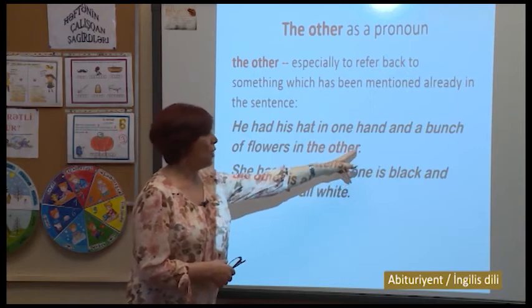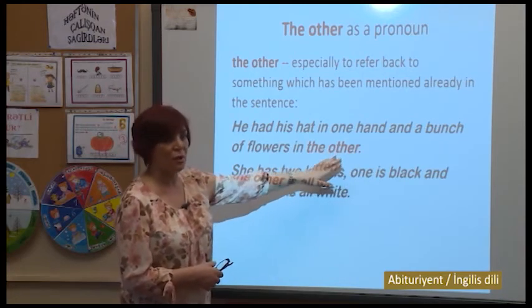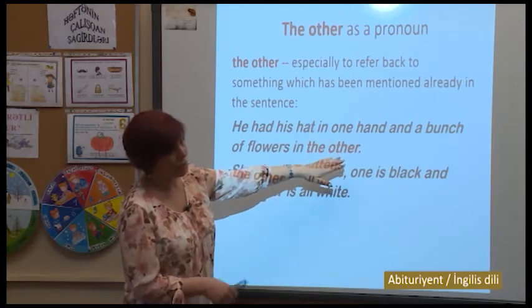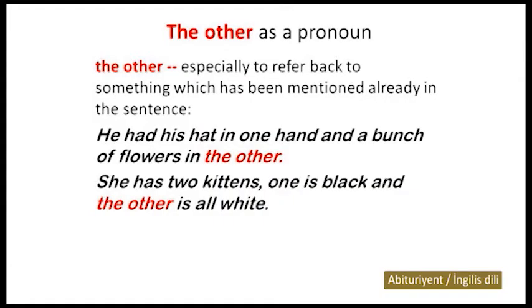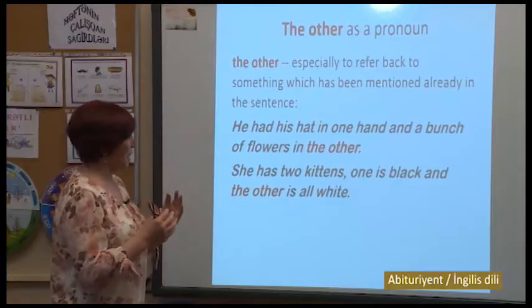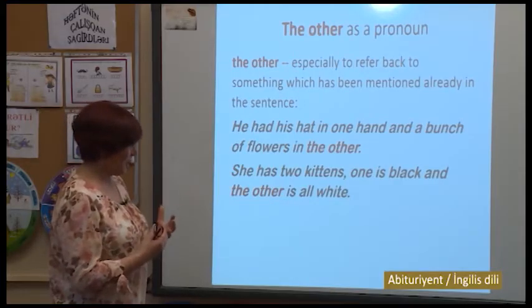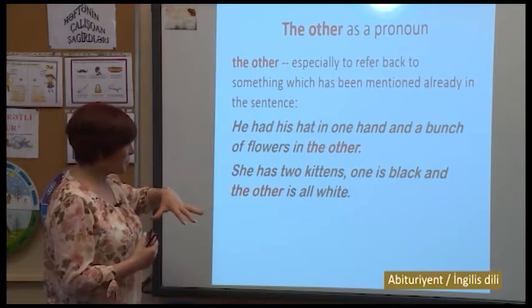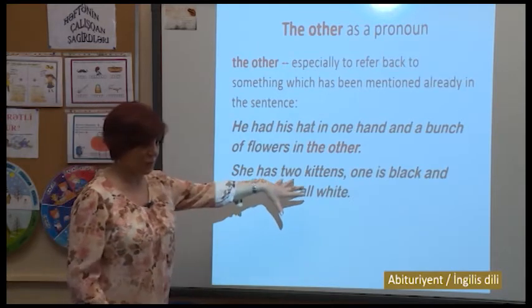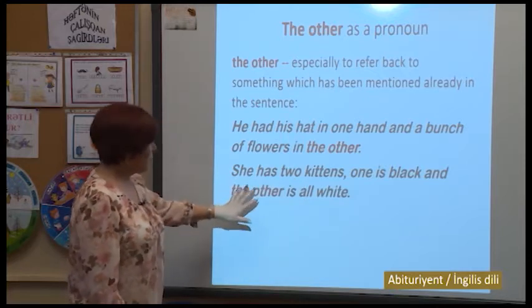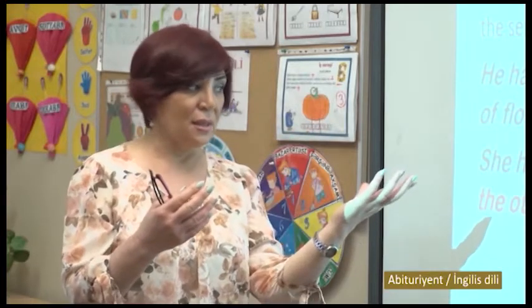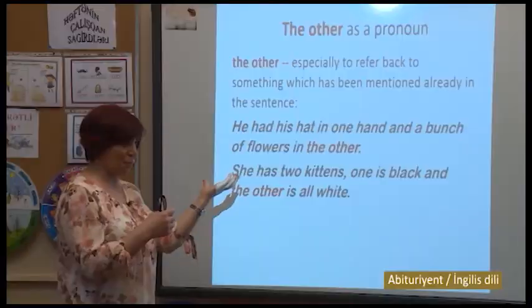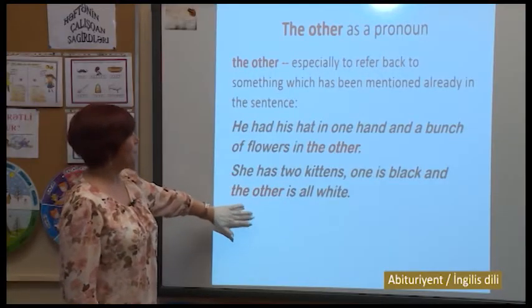If we use "other" here, in that case, "other" will be used as a determiner, and the question will be "which." Second example: "She has two kittens, one is black and the other is all white." You see that it means that I have only two kittens, and we avoid repetition. We don't want to repeat the word "kitten" for the second time, and we are satisfied with using just the other. It means two kittens, one is white and the other one is black.